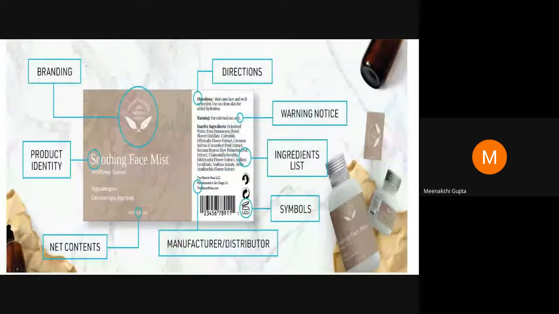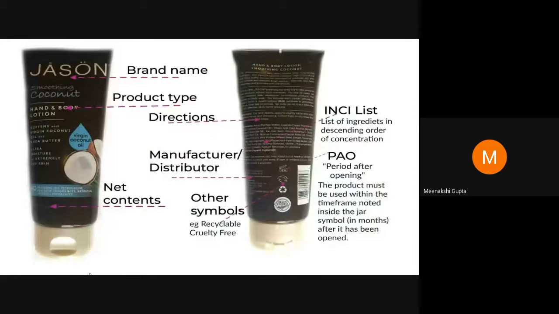Okay, so next we'll discuss the label of soothing face mist. Again, brand name is there, product identity or product name is there, net content is there, then manufacturer or distributor name is there, ingredients. In a similar way, the label is designed. Okay, so this is the example of body lotion, hand and body lotion.